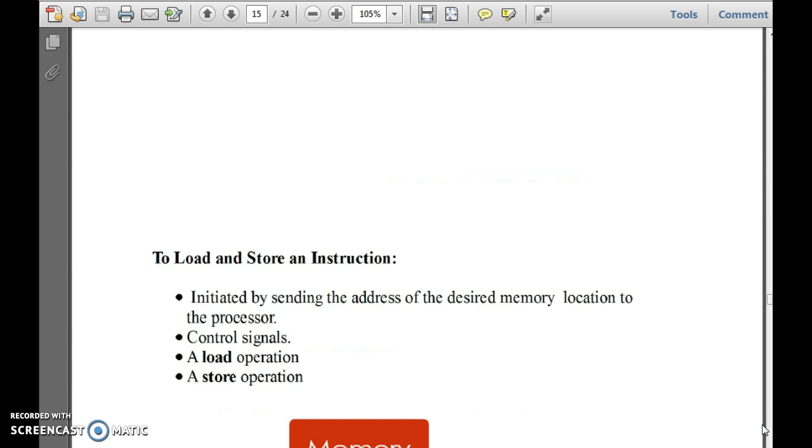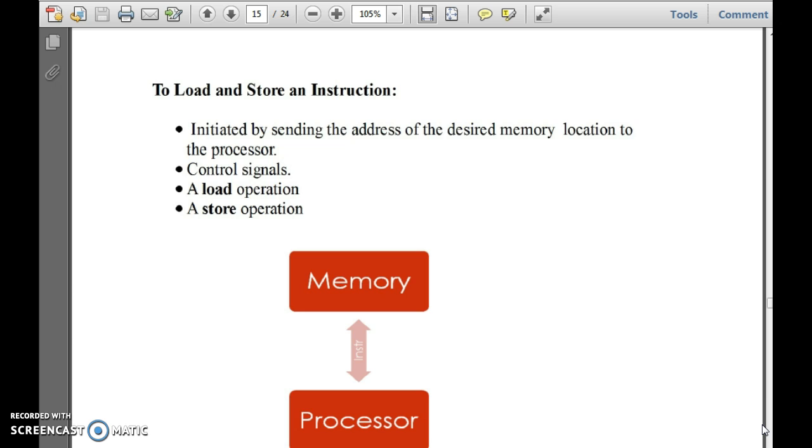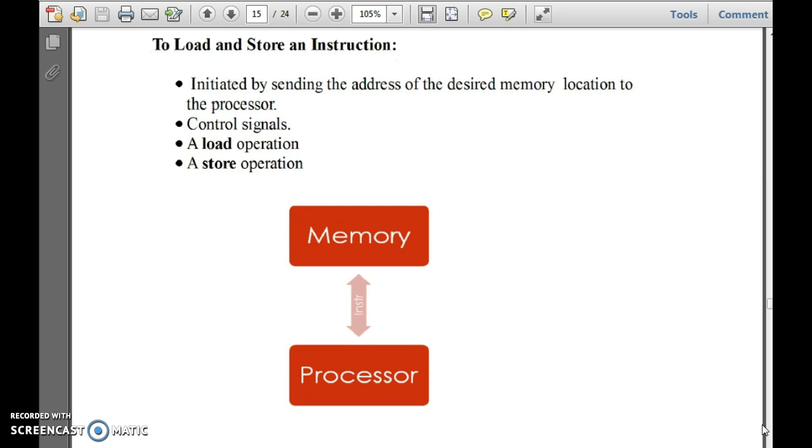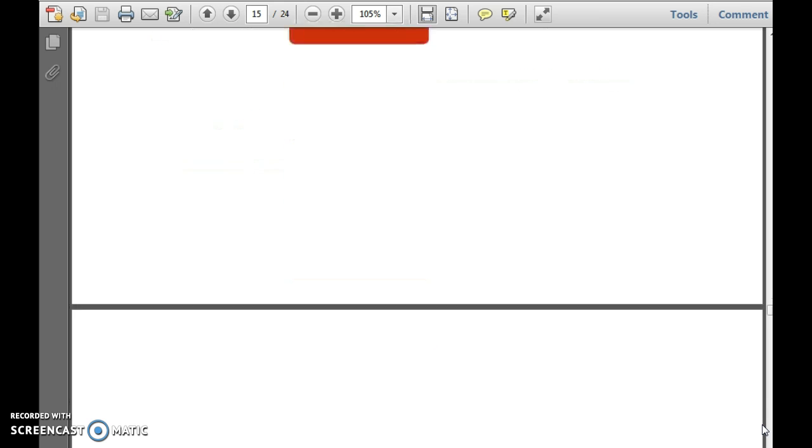Let us see in detail. To perform a load and store operation, we need an address. To load, we need the location in memory from which the value has to be loaded. Similarly, to store, we need to know the address in memory where the value needs to be stored. And there are control signals, read and write signals. These are the two operations, load and store, as we have discussed. Now let us see load and store in detail.